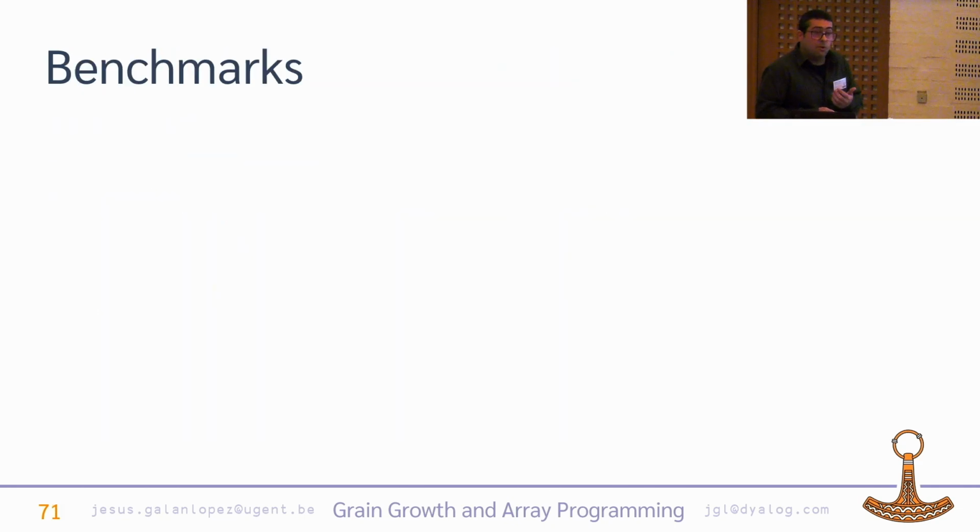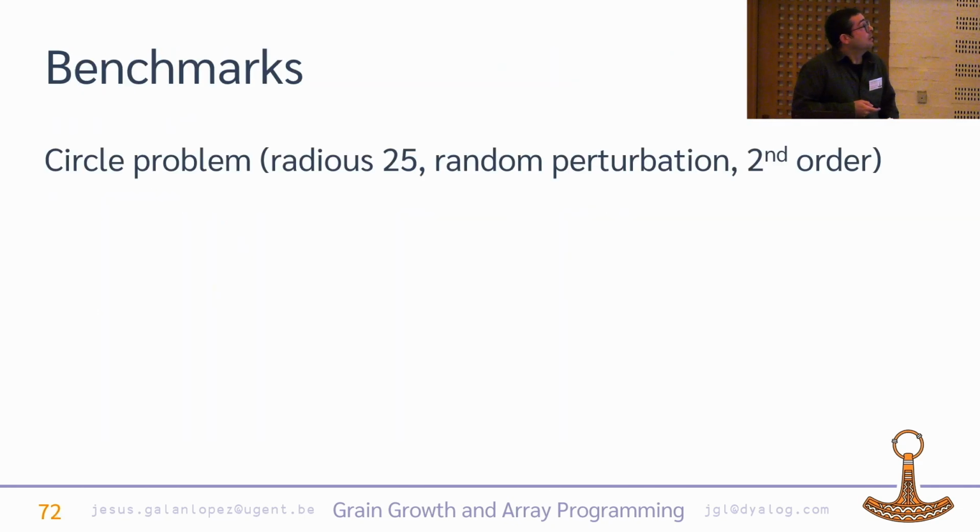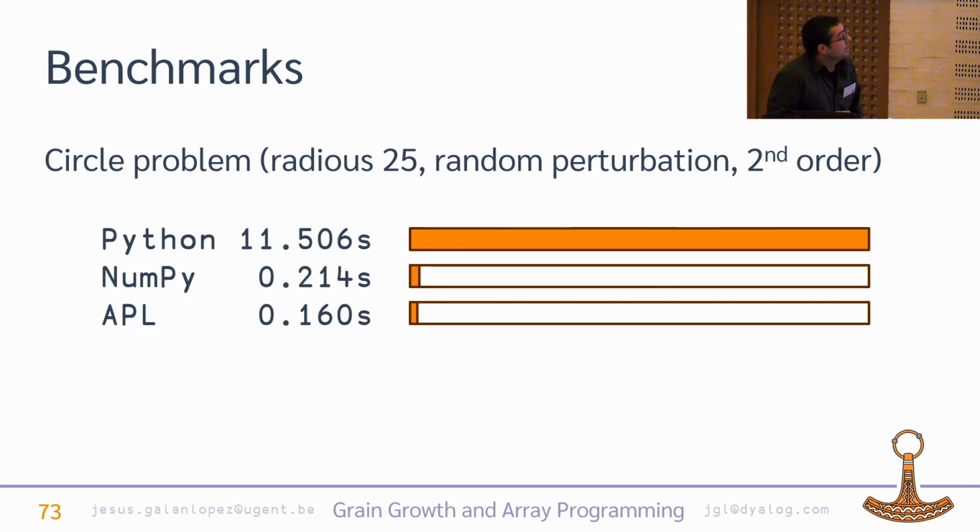Something I can do, for example, is to run some benchmarks. So I ran this for that circle problem. And yeah, these are the results. You can see that the Python loop version is really slow. NumPy is doing good. APL is doing a bit better.